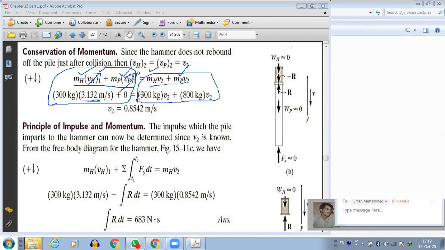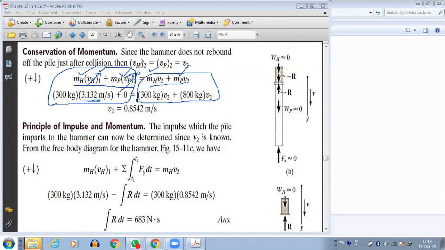However, for the final total momentum, we know that the velocity of the hammer and the velocity of the pile finally will be the same. That was the condition we decoded. So after calculating this, V2 is unknown, and we can find the final velocity of the hammer and the pile.